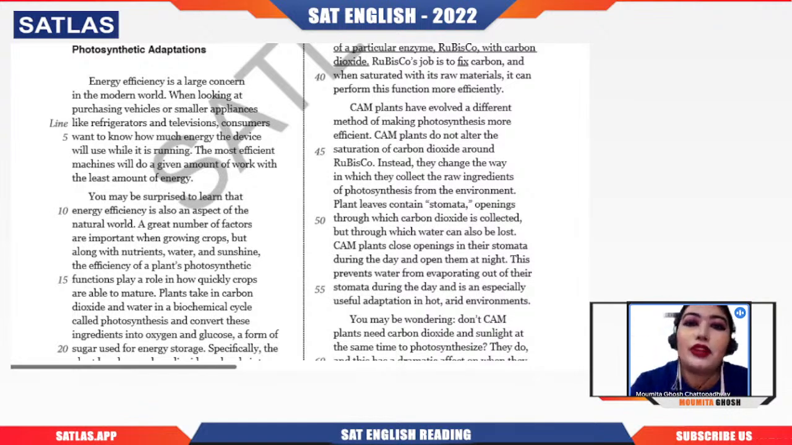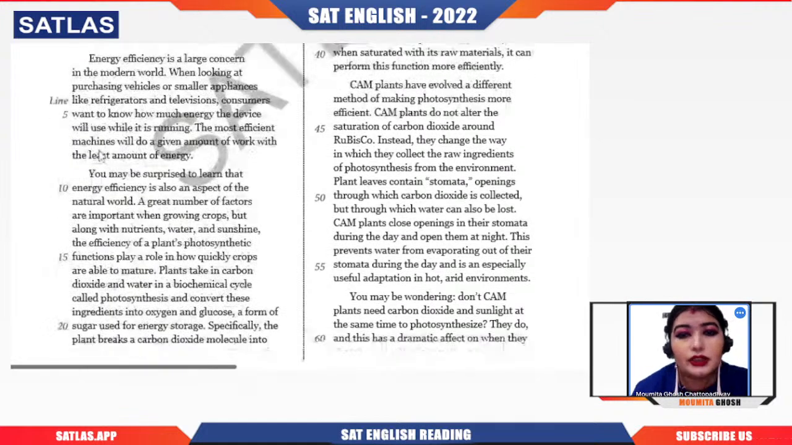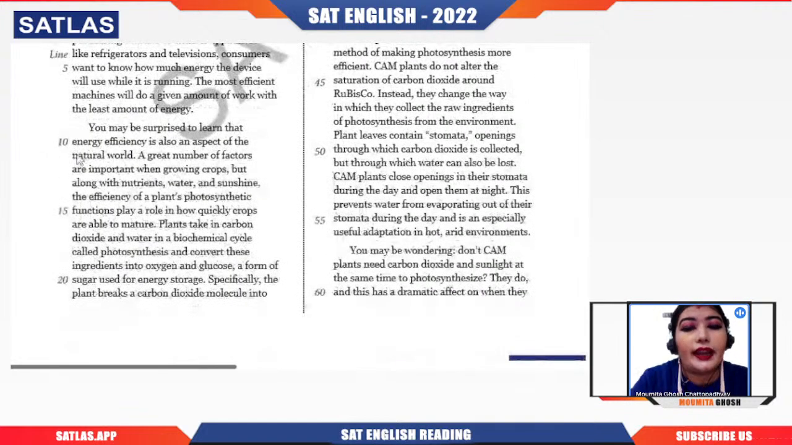That's why the main result of global warming is the change of climates. We are not getting sufficient rainfall during the rainy season, or a sufficient winter during December or January. This is all because of global warming. Now, getting into the next part: you may be surprised to learn that energy efficiency is also an aspect of the natural world.